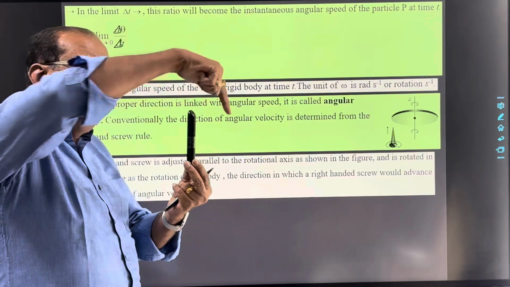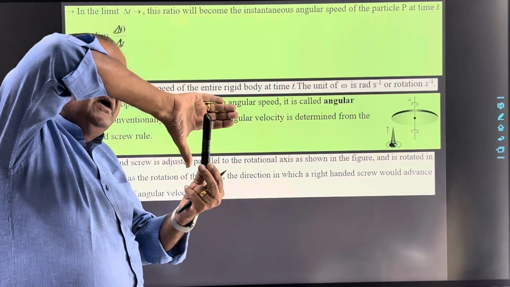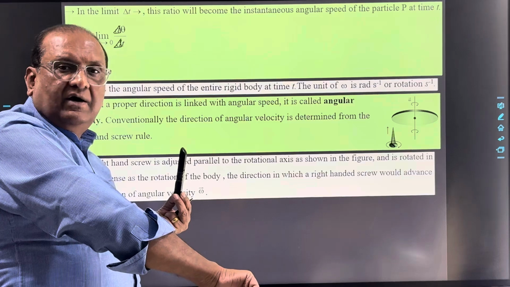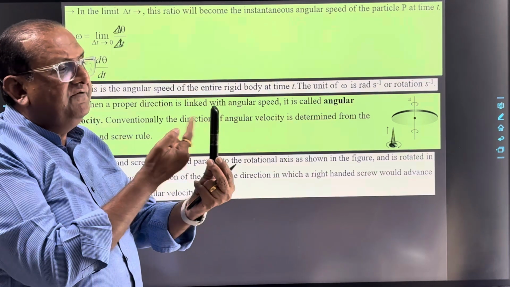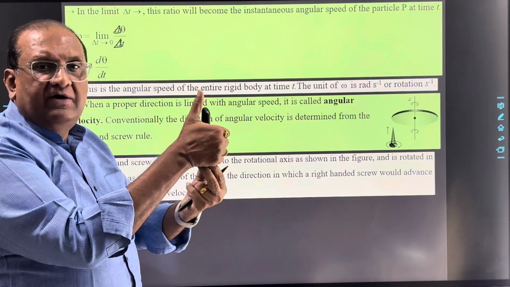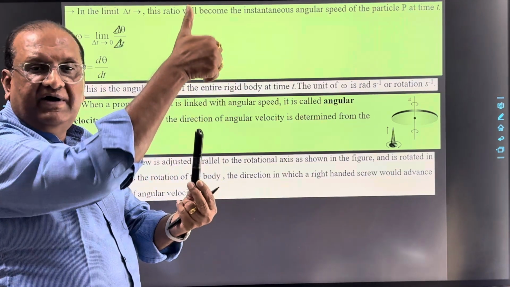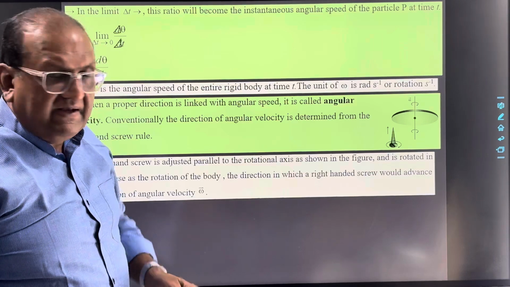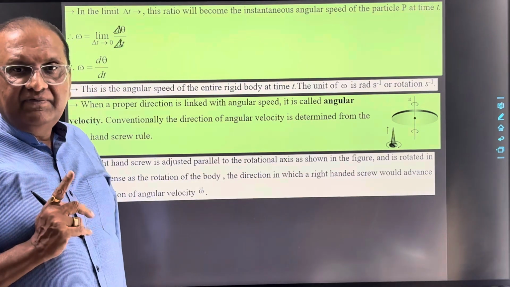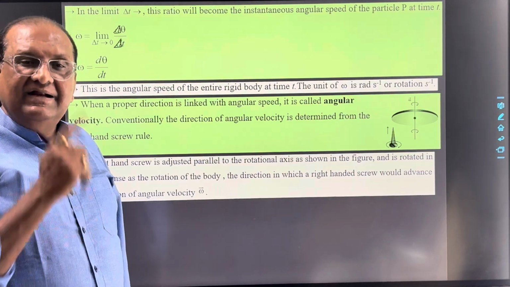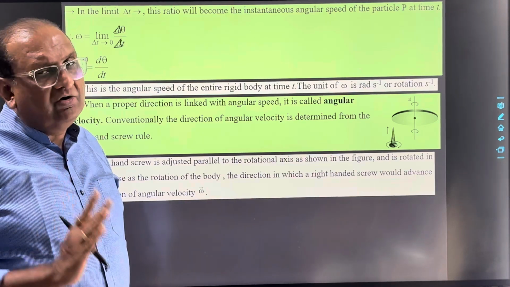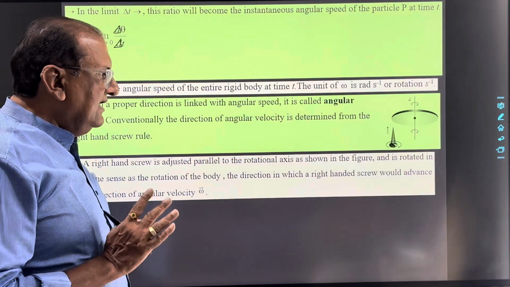If your body is rotating in this manner, encircle your fingers like this, then your angular velocity is in the downward direction, right? And if this one is rotating in this manner, encircle your fingers, your angular velocity is in the upward direction. So here remember one thing, angular velocity is always along the rotational axis, either in the upward direction or in the downward direction, but it is always along the rotational axis. Clear to all of you?